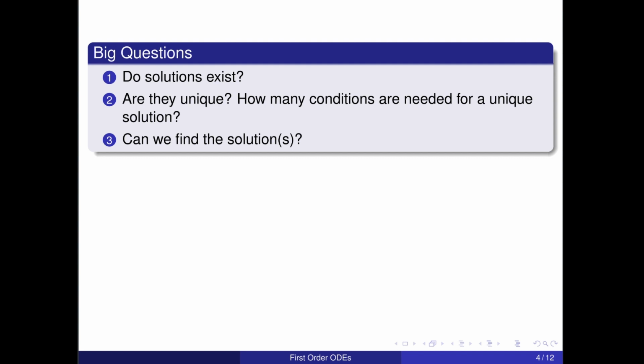And then, all right, the solution might exist, but can you actually write it down? Is there some way to find it? Can you approximate it maybe? Or do you just know that it exists abstractly?